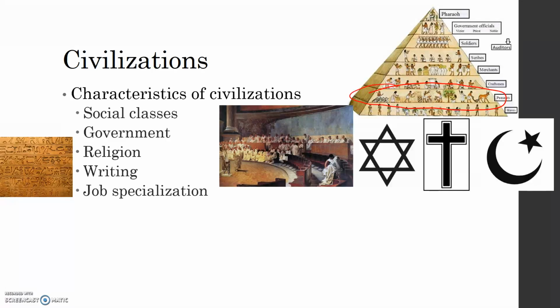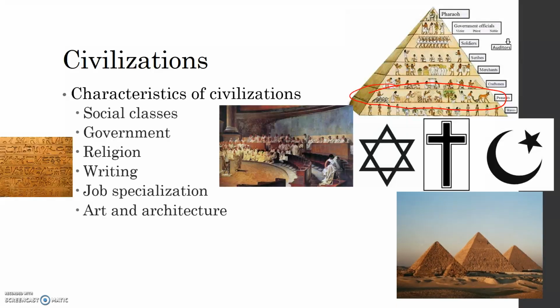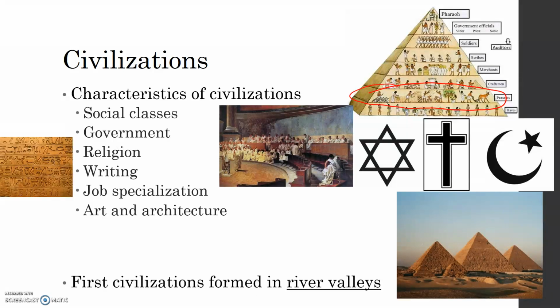Job specialization, that kind of ties in again with social classes, right? As more social classes emerge, people are doing things other than just farming and hunting, merchants, artisans, craftsmen, and so forth. And lastly, art and architecture. Now, art can be very basic, but when we think of architecture, we think of large-scale architecture. We think of the pyramids. We think of ziggurats in ancient Mesopotamia. We think of large temples, things of that nature.